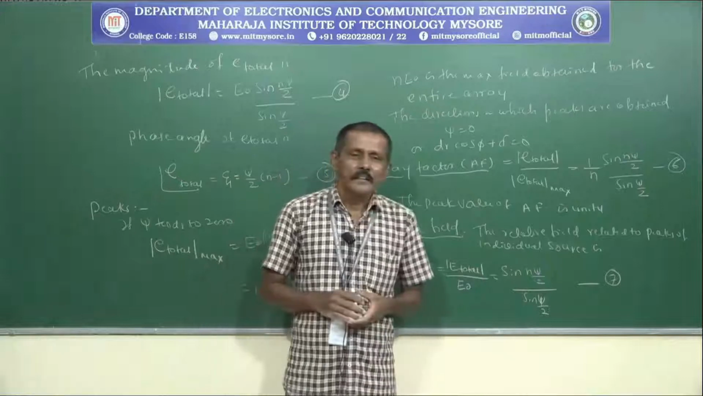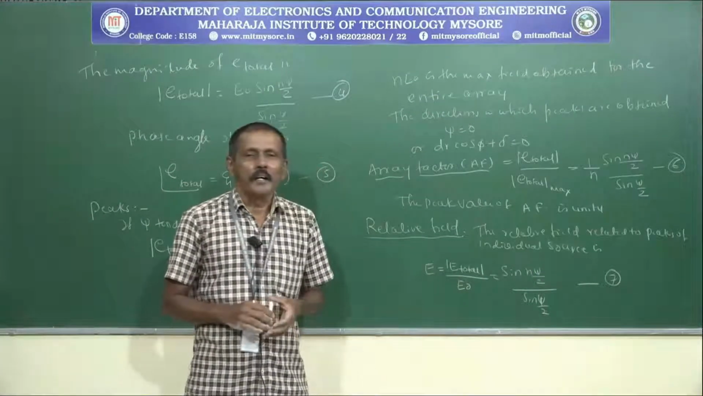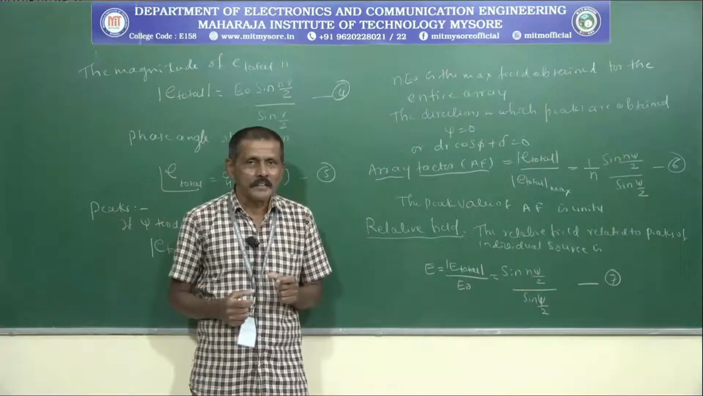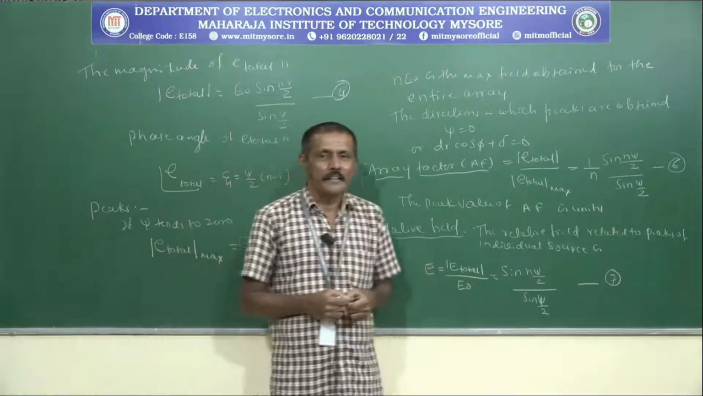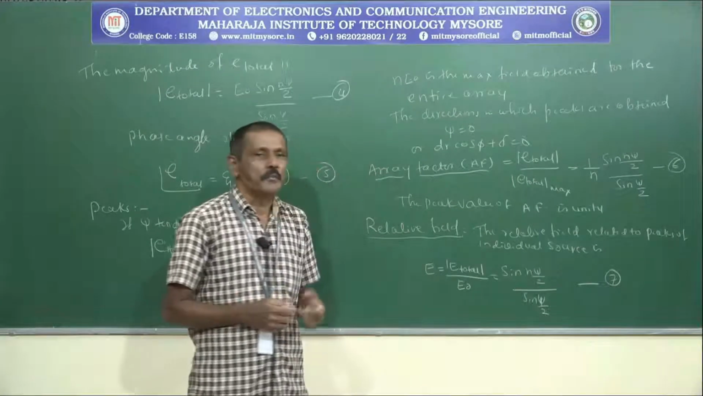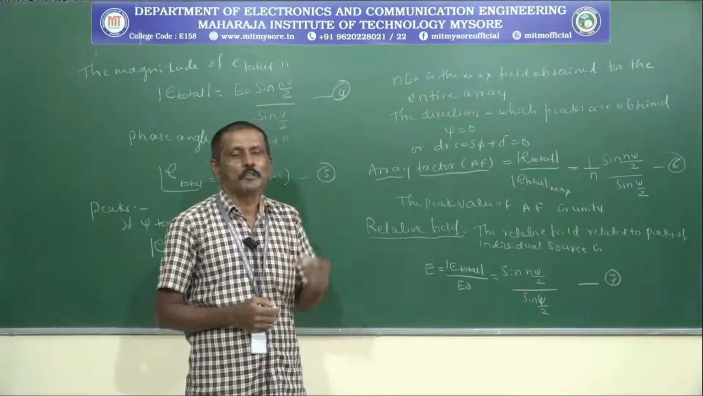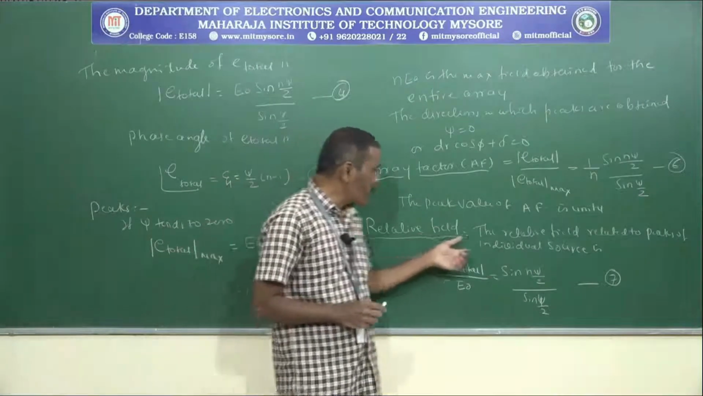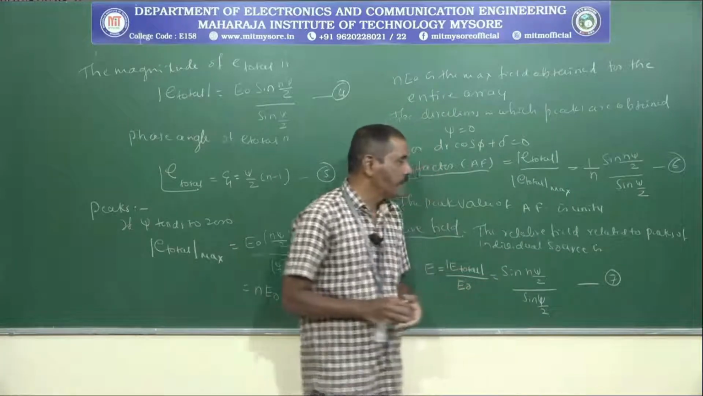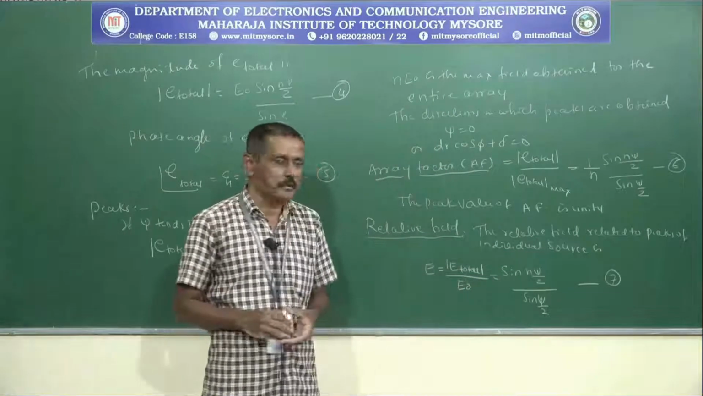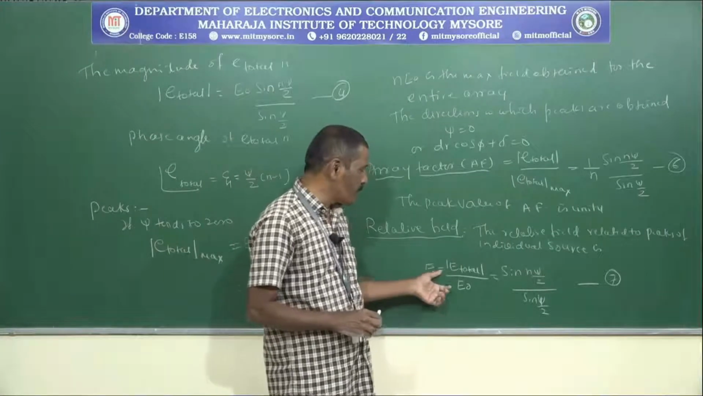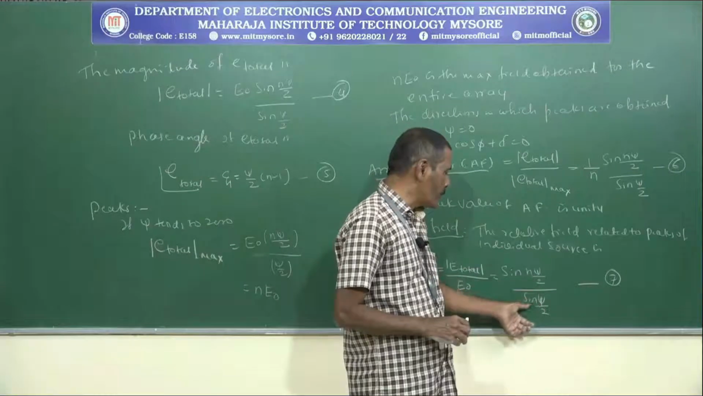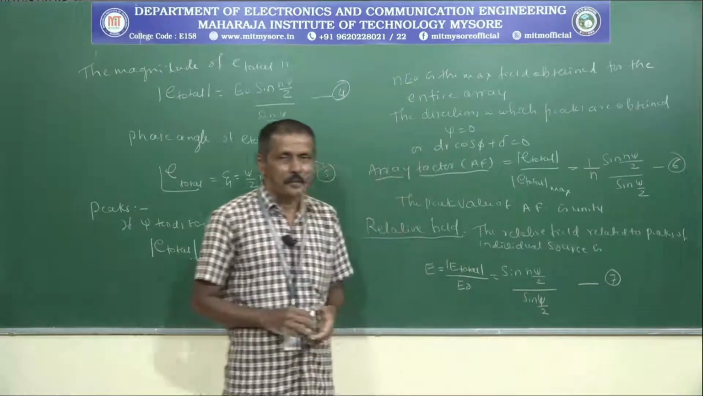The relative field is related to the peaks of the individual source. In the antenna array, we have the individual source elements, and we calculate the fields of the individual source elements with respect to the maximum radiation that you get. That is, the relative field is related to the peaks of the individual source, and it is calculated from the equation E equal to E total divided by E0. This is equal to sin of n psi by 2 divided by sin of psi by 2.